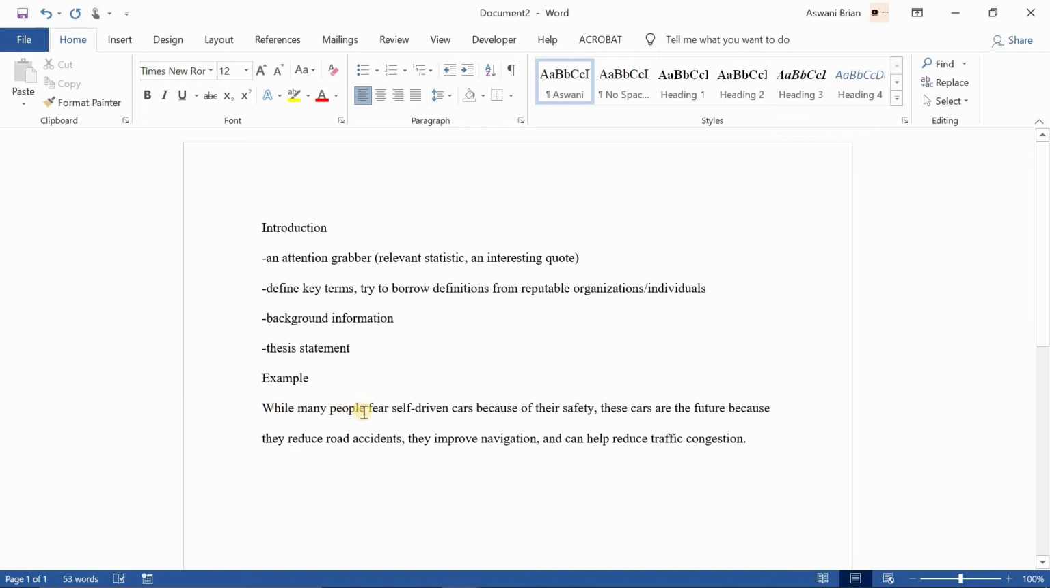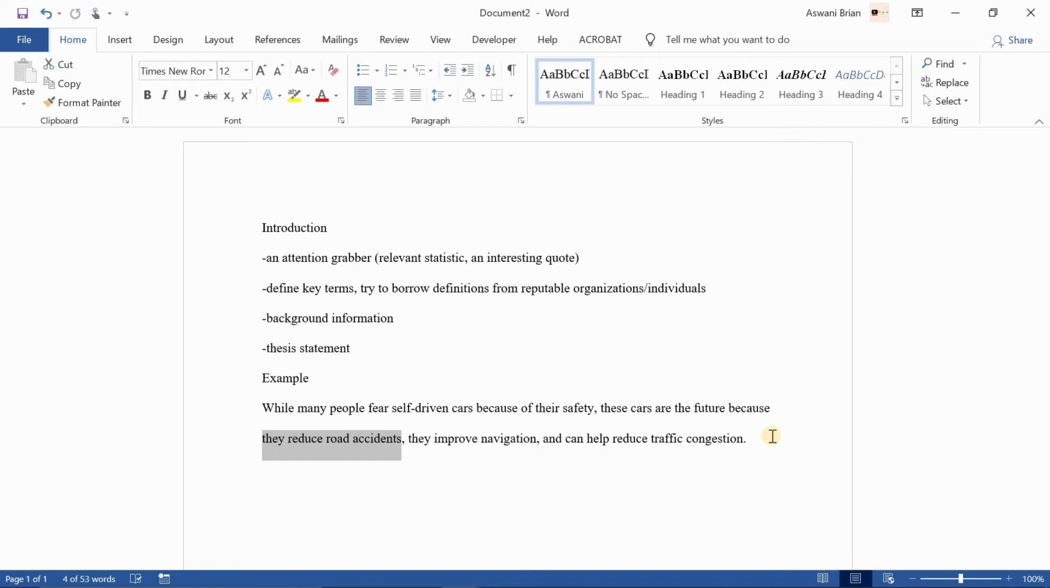So your position is that self-driven cars are good, okay? But you might also note at least three reasons to go along with your position. In this case, I've stated the three reasons why I'm saying they are good. They reduce road accidents, they improve navigation, and they can help reduce traffic congestion. I could have more reasons, but I'm only supposed to have at least three.